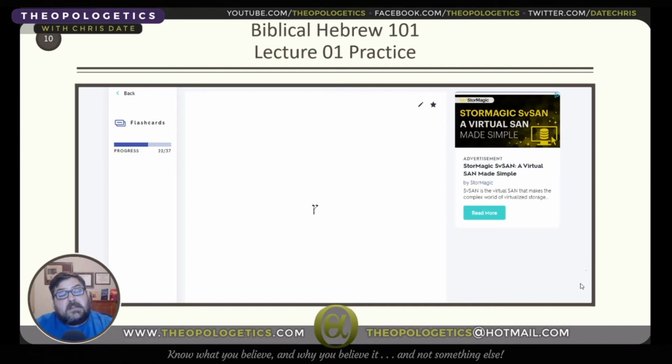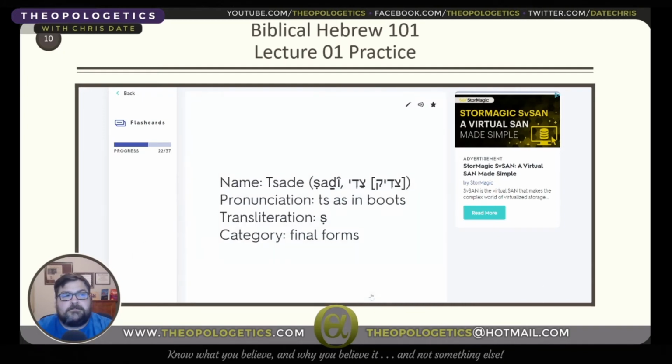Next. This is the letter tsadi, but this is its final form. So like tsadi in its medial form, which we've already seen, this makes the sound of the TS in the word boots, or at the beginning of tsunami. It is transliterated using the English letter S with a dot under it, and this is in the category of letters that take final forms.